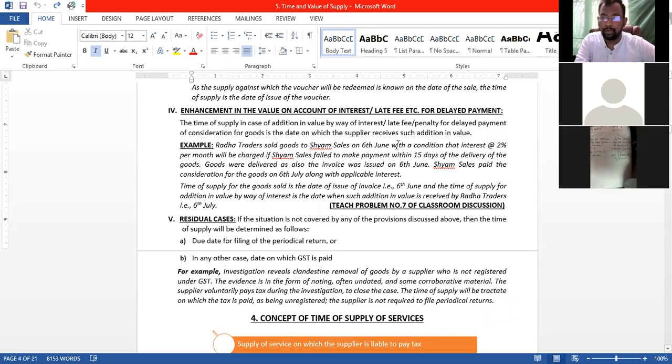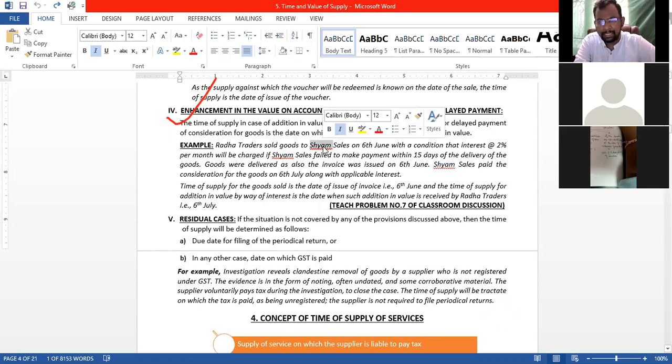Now look at the fourth case, enhancement in the value. Enhancement in the value on account of interest, late fees, etc. for the delayed payment. So basically, observe.